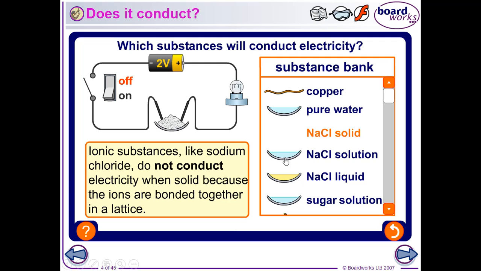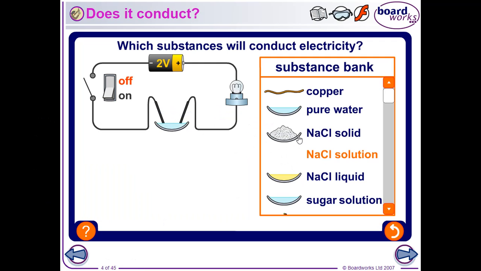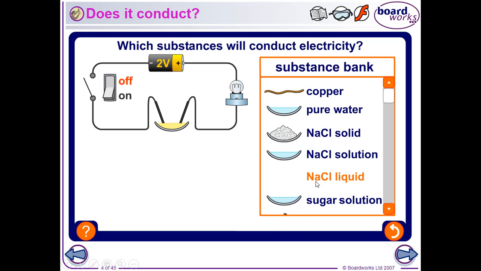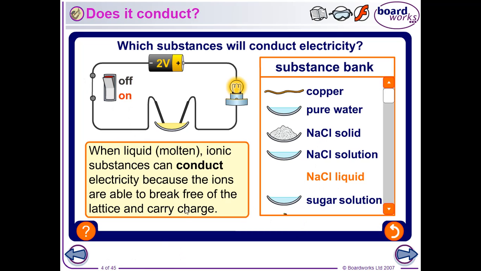Let's have sodium chloride solution. So this is sodium and chlorine dissolved. This does conduct electricity because when the sodium and chlorine dissolve in the water, they separate into the ions. Chlorine is negative, sodium is positive, and they can carry charge through the liquid because they're free to move around. Let's try, if we melt the sodium chloride and turn it into a liquid, is this going to carry charge? Yes, because when it melts, the sodium and the chlorine break apart, and they are free to carry current.